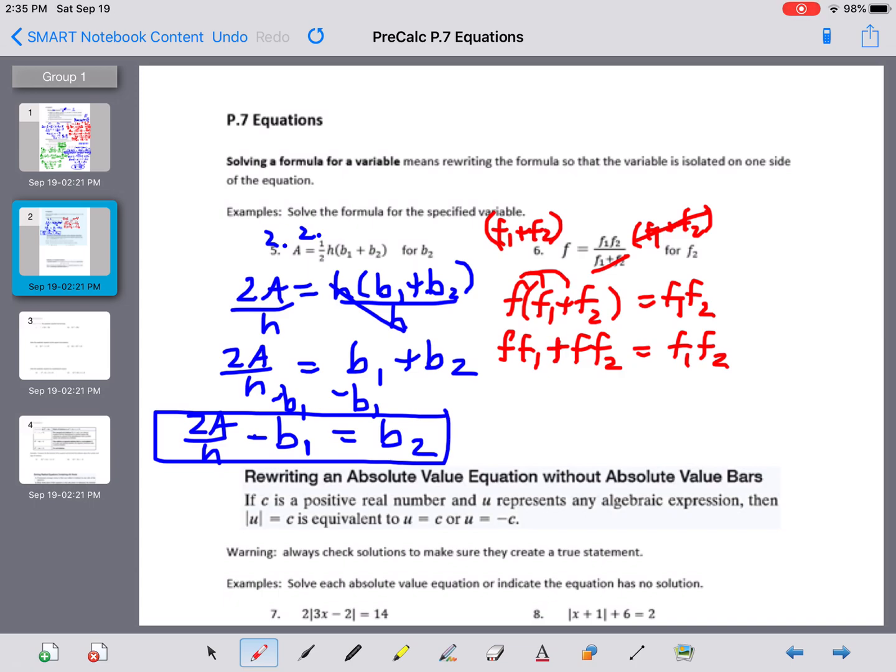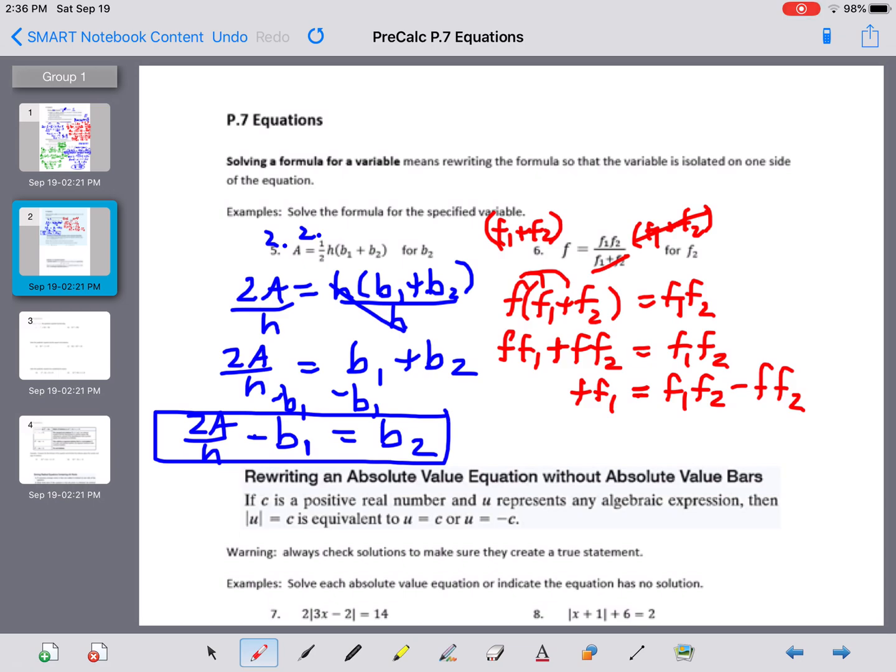We are trying to solve for f2. There are 2 of them. Currently they're not on the same side. Let's put them on the same side. So f1 equals f1, f2 minus f2 that came from the other side. Okay. We now have our f2s on the same side, but there's still 2 of them.